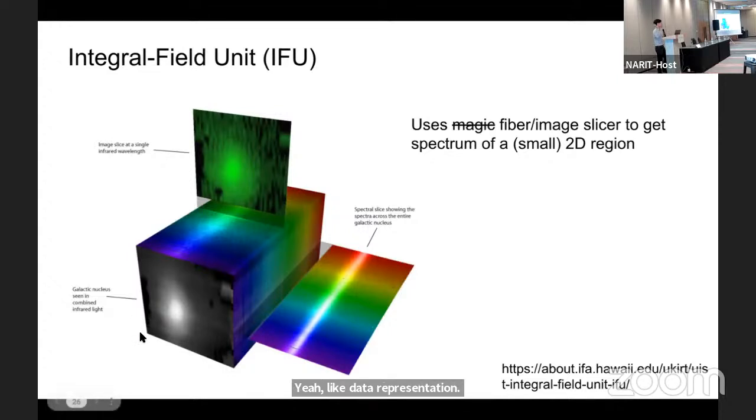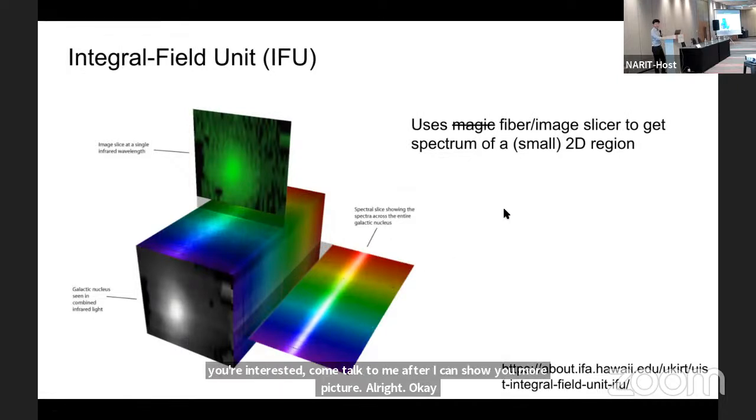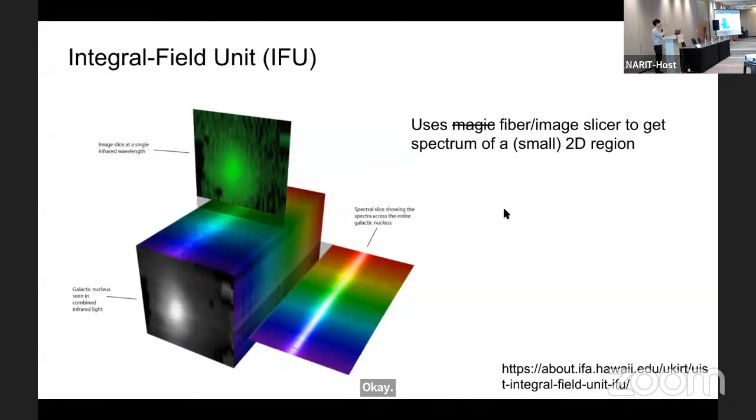If you're interested, come talk to me after. I can show you more pictures of this IFU design. Usually the trade-off of the IFU is that you can't do this over a huge area on the sky, because you can only cram so much information onto your small detector. And yeah, that's a common trade-off.